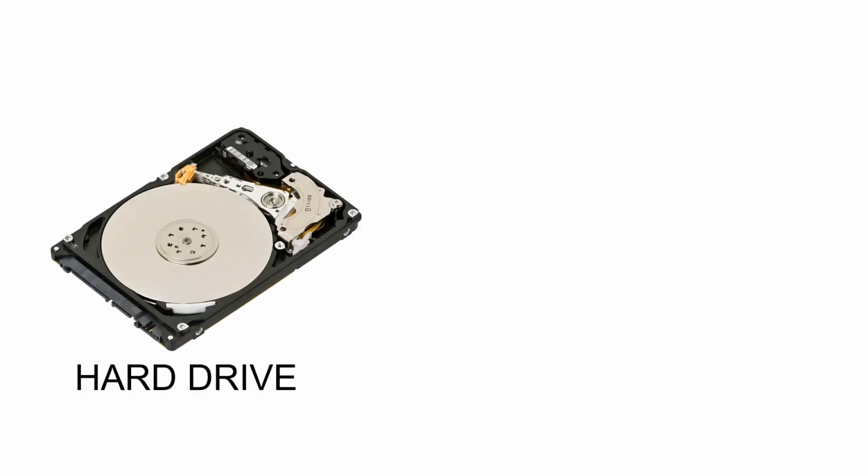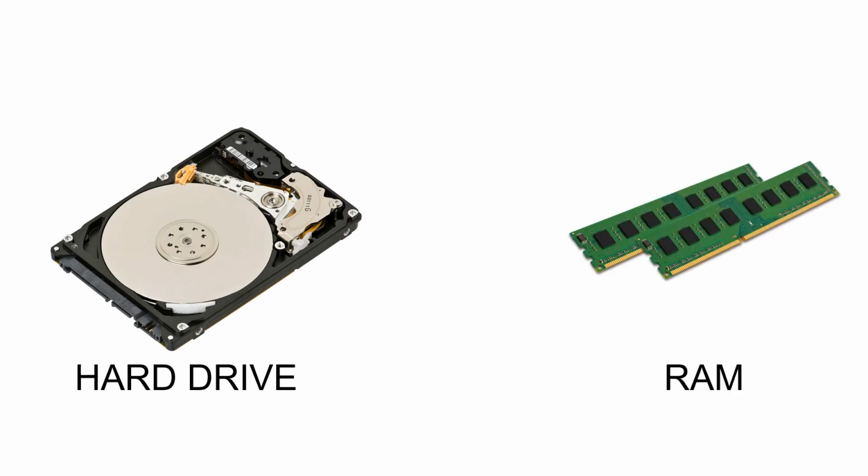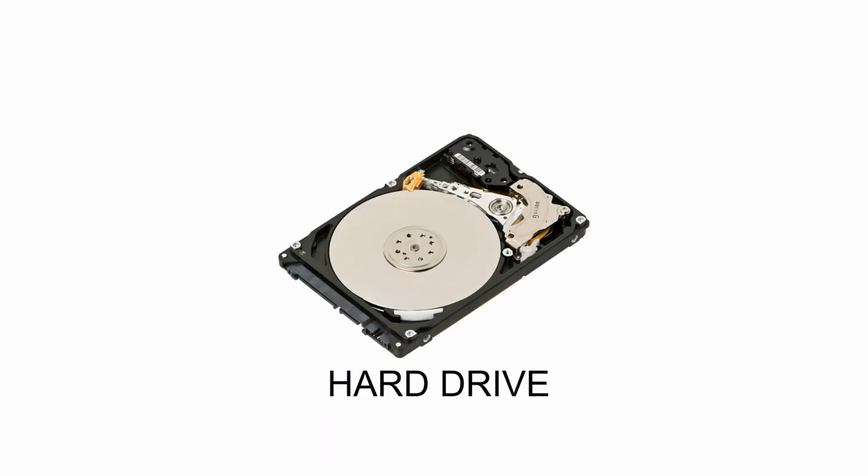Let's look at two types of computer memory: the hard drive memory, or simply the hard drive, and the random access memory, or as commonly known, the RAM. Let's start with the hard drive. The hard drive is where the computer stores things permanently, until of course they are intentionally deleted or edited.